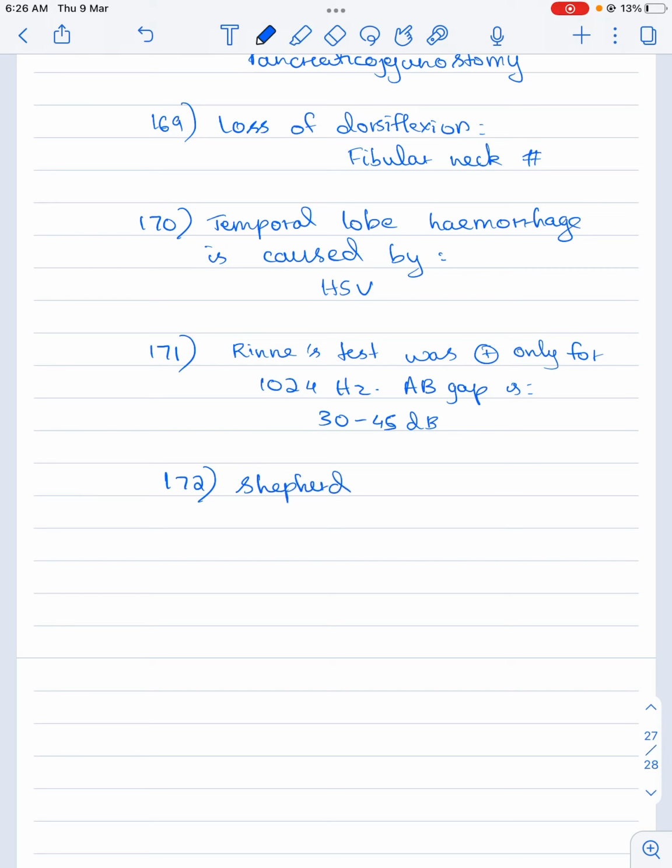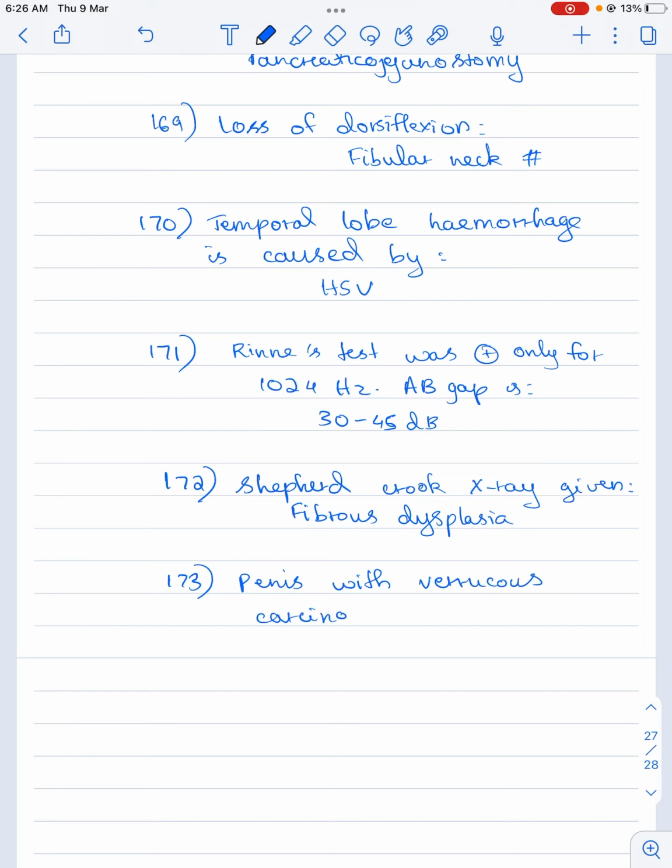Shepherd's crook X-ray was given. Answer is fibrous dysplasia. Next question. An image of penis with verrucous carcinoma was shown. Management is partial penectomy.